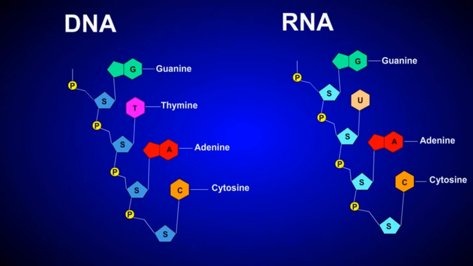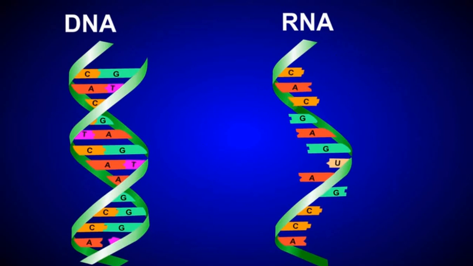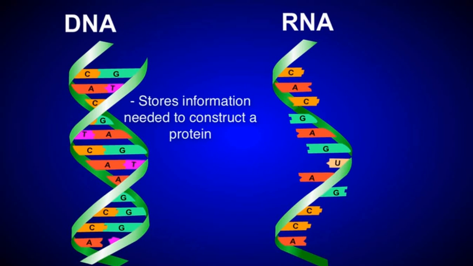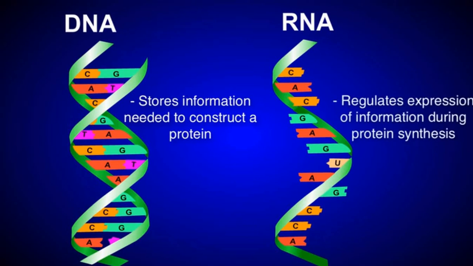RNA differs from DNA in that it contains the sugar ribose instead of deoxyribose and the nitrogenous base uracil instead of thymine. Also, RNA is usually single-stranded and does not typically form a helix. Because of this, it is less stable than DNA and is usually more temporary. While DNA stores the information that is needed to construct a protein, RNA functions in regulating the expression of this information in the protein synthesis process.